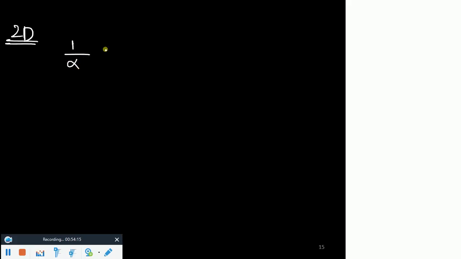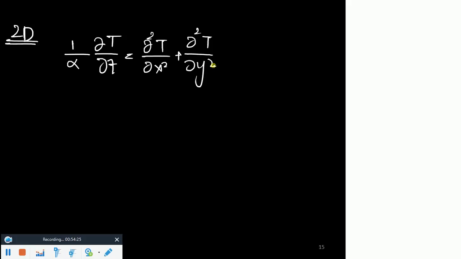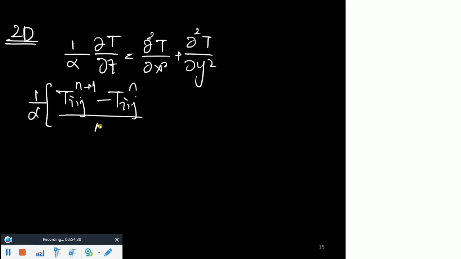What is the scheme? This is 1 over alpha partial T by partial t equals partial square T by partial x square plus partial square T by partial y square. Now 1 over alpha, I would use the same thing, and let me write down this equation: Tij at n plus 1 minus Tij at n over delta t equals, this term would become Ti plus 1j at which time level? I am talking about the implicit scheme. It should be n plus 1.